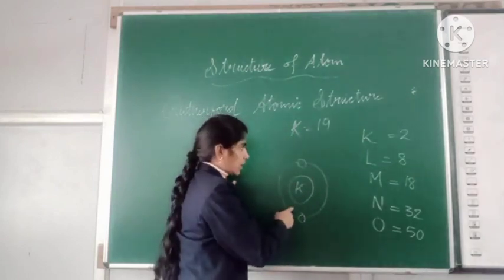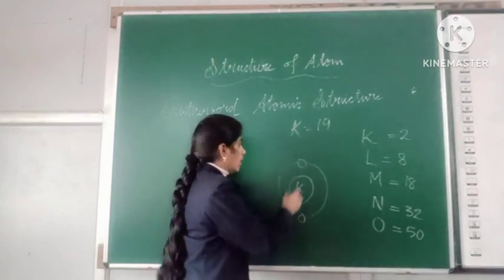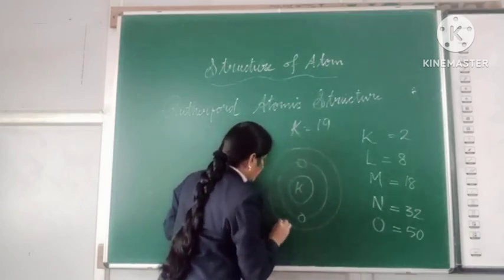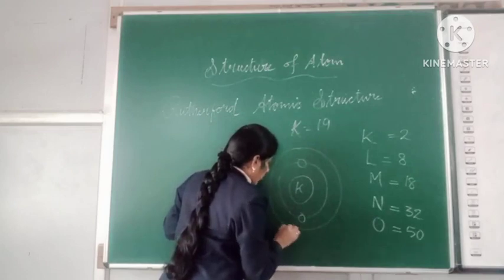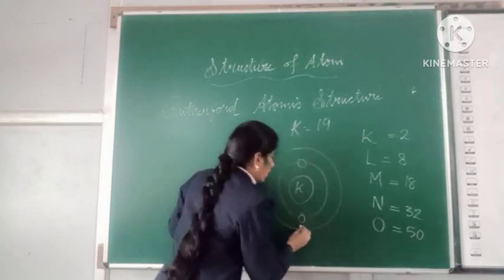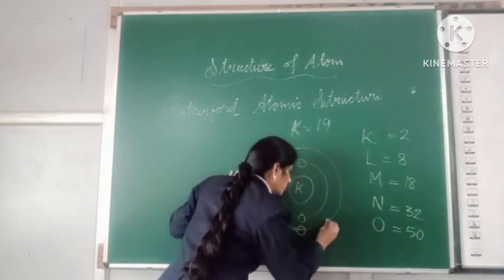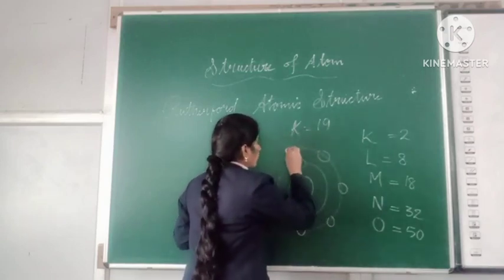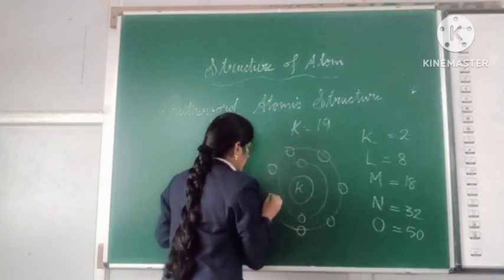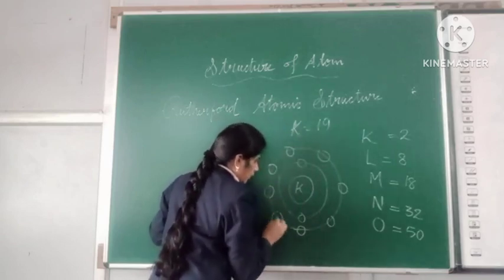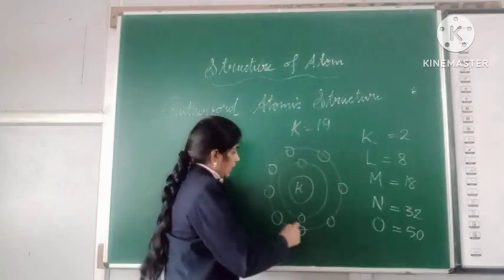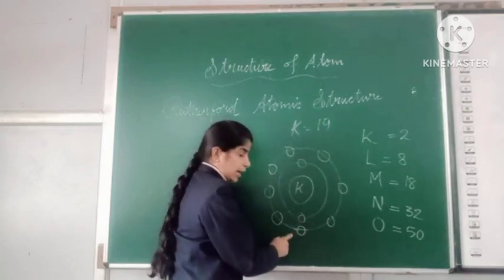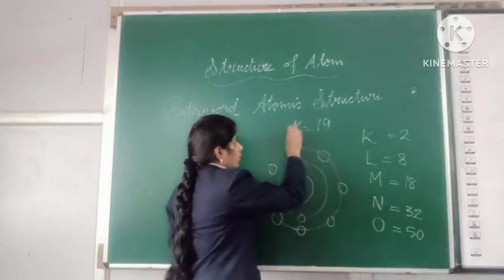The first shell, K, has 2 electrons. And the second shell, the L shell, accumulates 8 electrons.